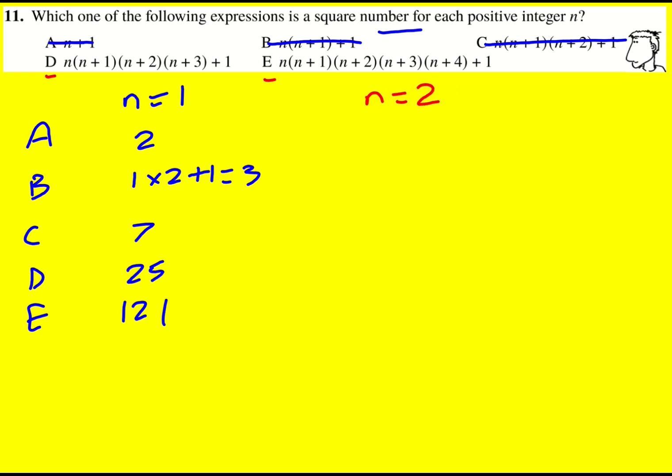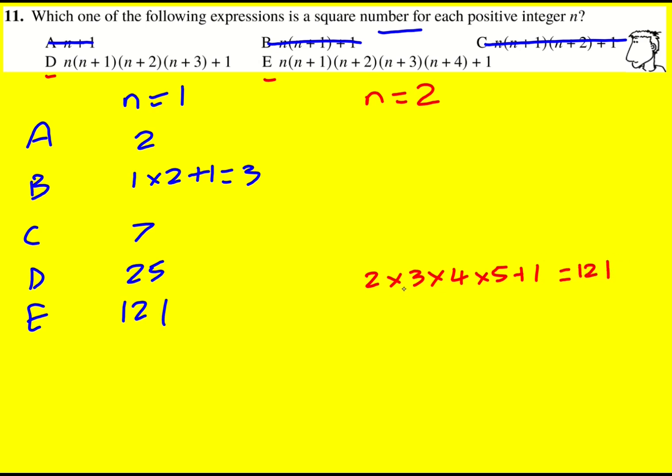That's the second smallest number. Remember, as it gets bigger, it's going to make the multiplication more difficult. So we only need to check D and E now. Okay, let's do this carefully. So it's going to be 2 times 3 times 4 times 5 plus 1. And actually, we did that one before, when n is 1 for E, in fact. So we're going to get 121.